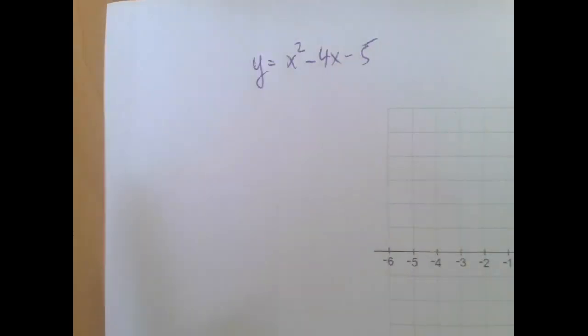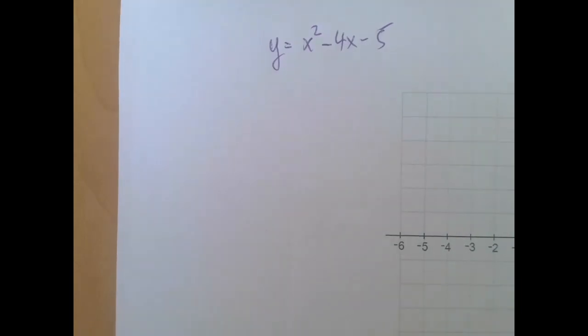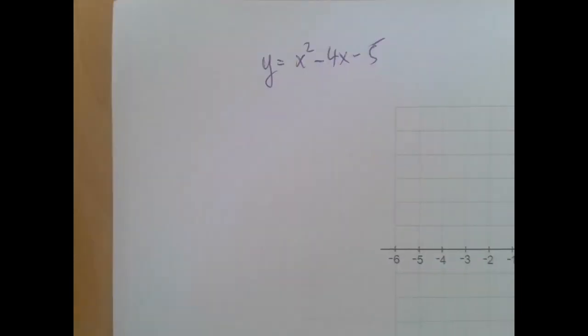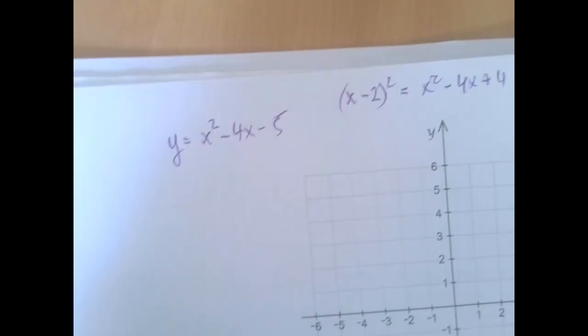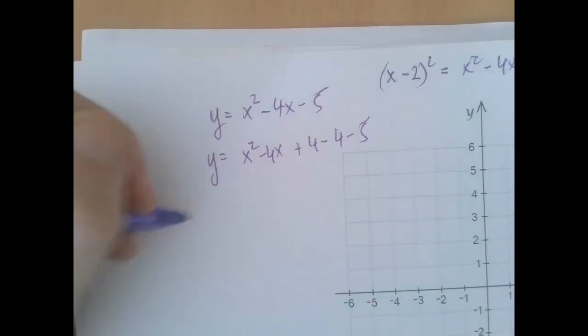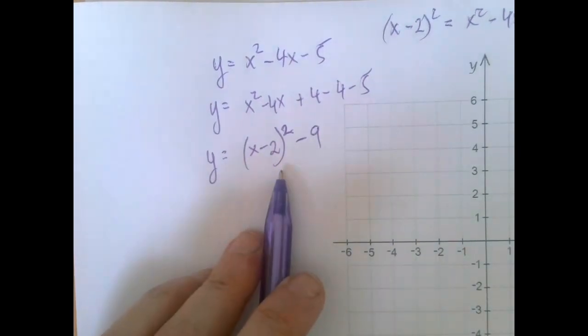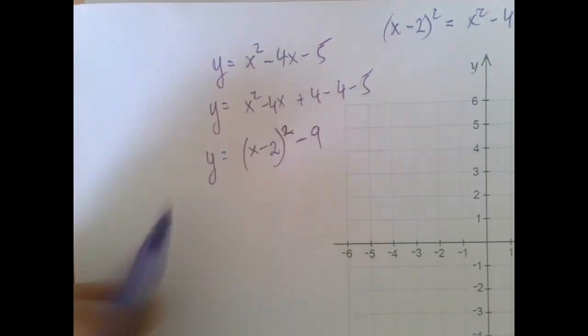So the first thing we're going to do, before we even graph anything, is factor this by completing the square. Half of the linear coefficient is negative 2. x minus 2 squared is x squared minus 4x plus 4. So we smuggle in that 4. This is the standard form. This will tell us about the vertex. And then we apply the difference of squares theorem.